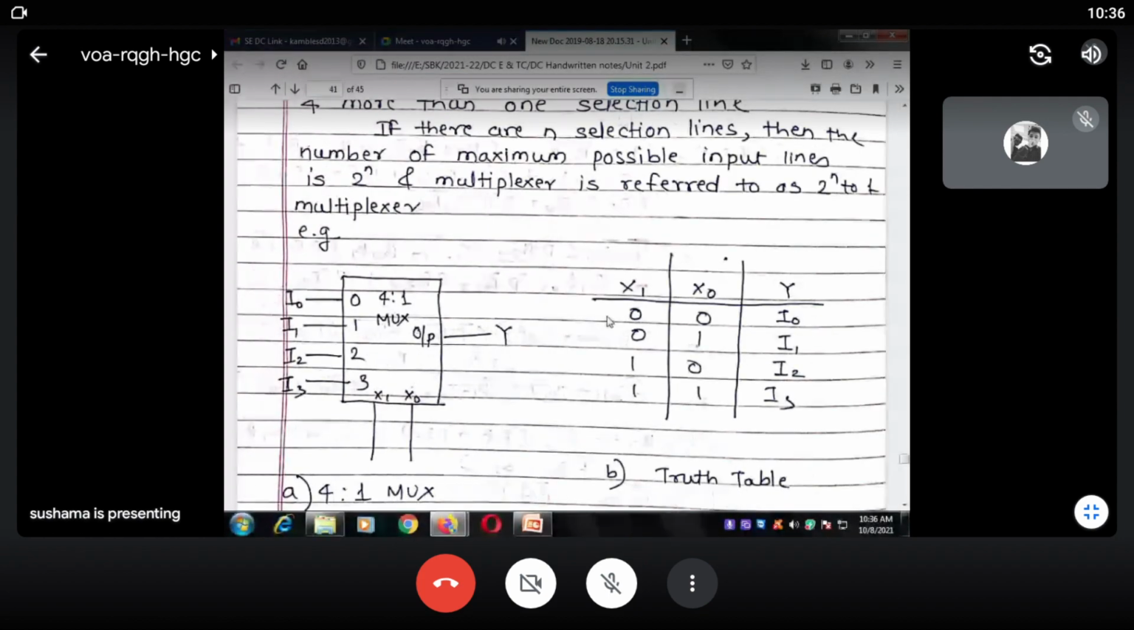Let it be. Now, this will be the truth table for the mux. You should be able to form the truth table. Now, X1, X0 means whenever the selection lines are 0, 0, what do we get at the output? Your I0 is getting selected. Whatever is at the I0 pin, you will get at the output. Next, whenever there is 0, 1, you will get I1, for 1, 0, I2, and for 1, 1, you will get I3. You have got the truth table.